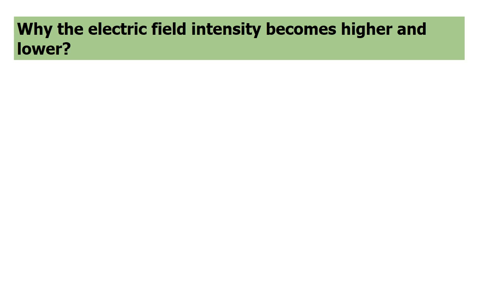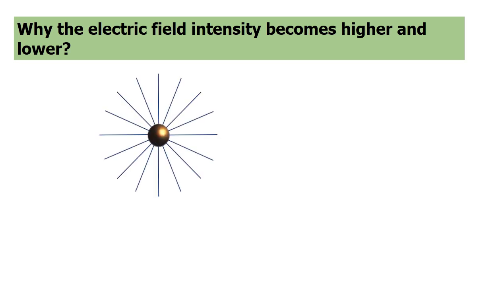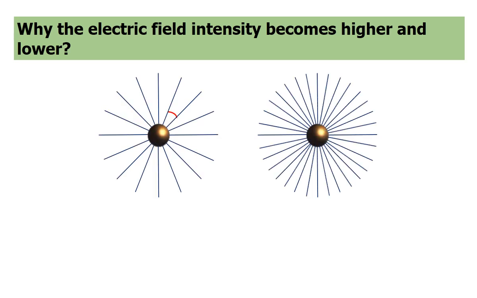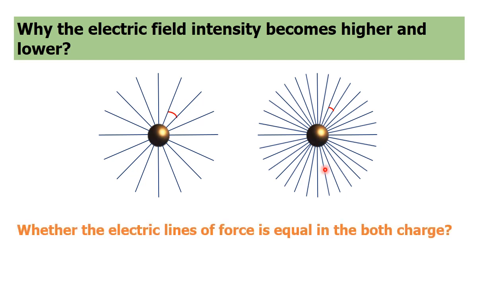Now we'll see all these things in the figure. Let's have a look at why an electric field intensity becomes higher and lower. You can see here two charged bodies, and in the first charged body you can see the electric line of force, and in the second figure the electric line of force is not the same. The gap between electric lines of force in the first charge is less than the second charge. So we can see the intensity will be more in the second charge.